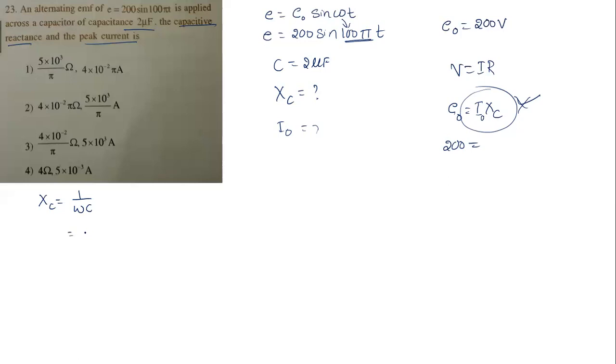So that is equal to 1 by omega, 100 pi, into capacitance, which is given as 2 microfarad. So it will become 1 divided by 2 pi into 10 power minus 4. I need to simplify this one. I'm going to take 2 to the numerator. It will become 0.5 into 10 power plus 4 divided by pi. I'm keeping pi as it is now.